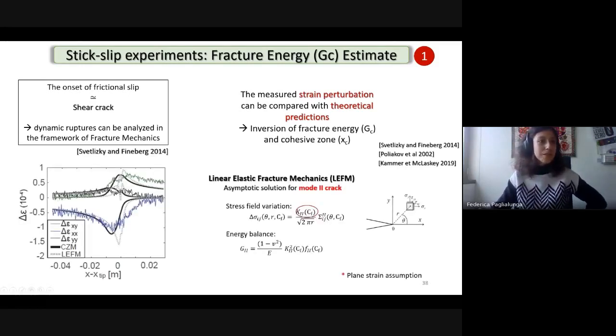So here you can see an example of inversion of these parameters. In blue, black, and green, you can see the strain perturbations in the different directions. In solid black, the inversion of the theoretical prediction using a cohesive zone model. And in dashed gray, the prediction using a linear elastic fracture mechanics model.